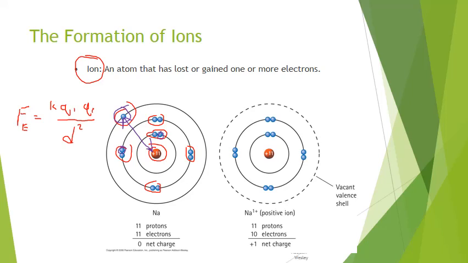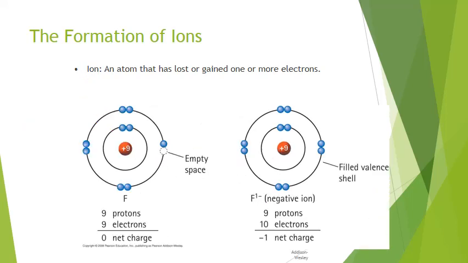In which case, if this atom loses that electron, now all of a sudden you've got a vacant shell, and you have an imbalance as far as charges. You'll have 11 protons still, the nucleus is the same, but you've lost an electron, and therefore you only have 10 electrons, which gives this atom overall a +1 net charge. And if you've got a charged atom, we call that an ion. So this is a +1 ion.